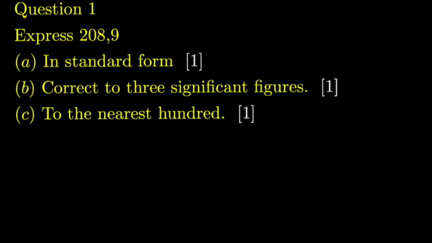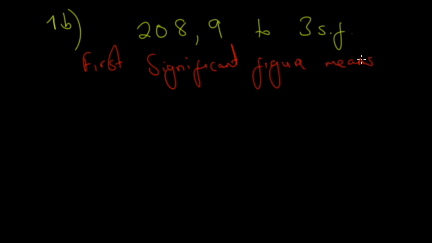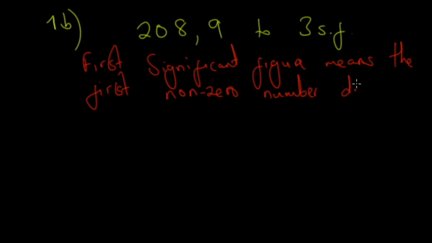The second part says correct the same number to 3 significant figures. So you have question 1b, 208.9 to 3 significant figures, so 3SF. Here what you have to do is identify the first significant figure, which means the first non-zero digit. The first non-zero digit is 2. So 2 is the first significant figure, 0 the second, 8 the third.